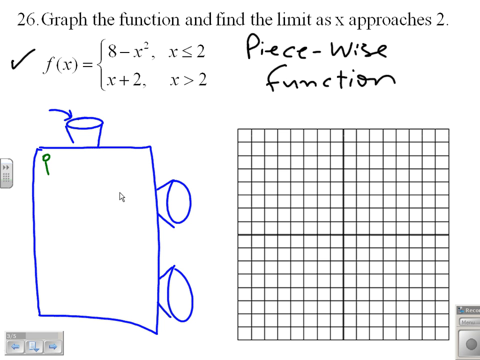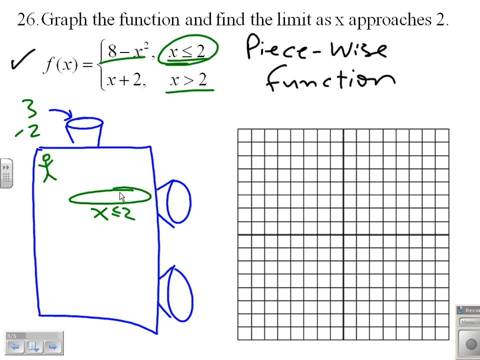We got a little sentry elf here, stands in here and checks what's coming in. And if a 3 comes in there, he's going to treat that differently than if a -2 comes in here, based on their values. We're either going to take 8 minus what comes in there squared, or we're going to take what comes in there and add 2 to it. So perhaps in the case that x is less than or equal to 2, we're going to treat it that way. But if x is bigger than 2, we're going to send it down to this conveyor belt, and we're going to treat it that way.